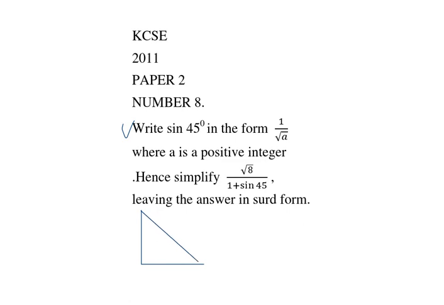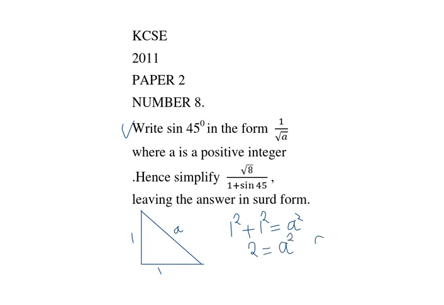sides being 1 unit each. So this is 1 and this is 1. Now to get our hypotenuse, which is a, we have to use the Pythagoras theorem. We have 1 squared plus 1 squared is equal to a squared. 1 plus 1 will give us 2, which is equal to a squared.